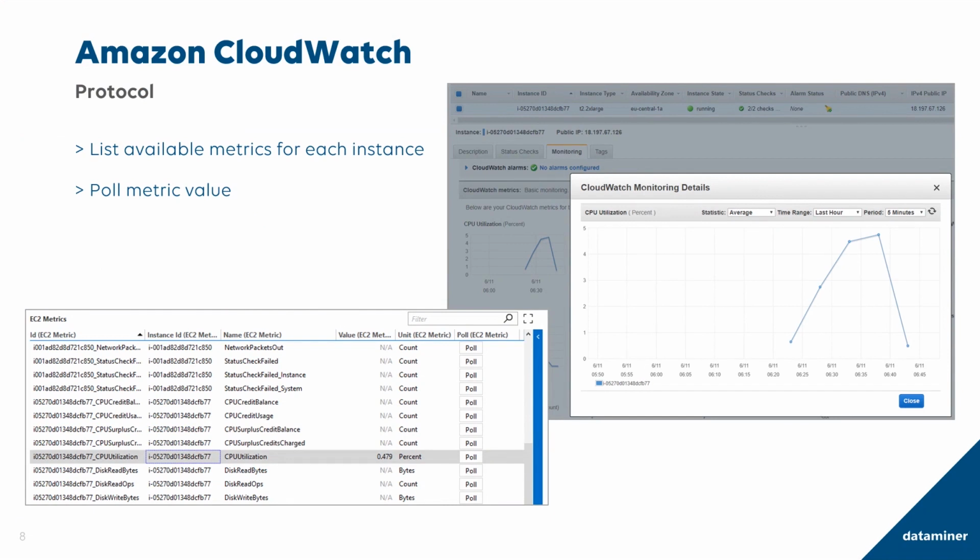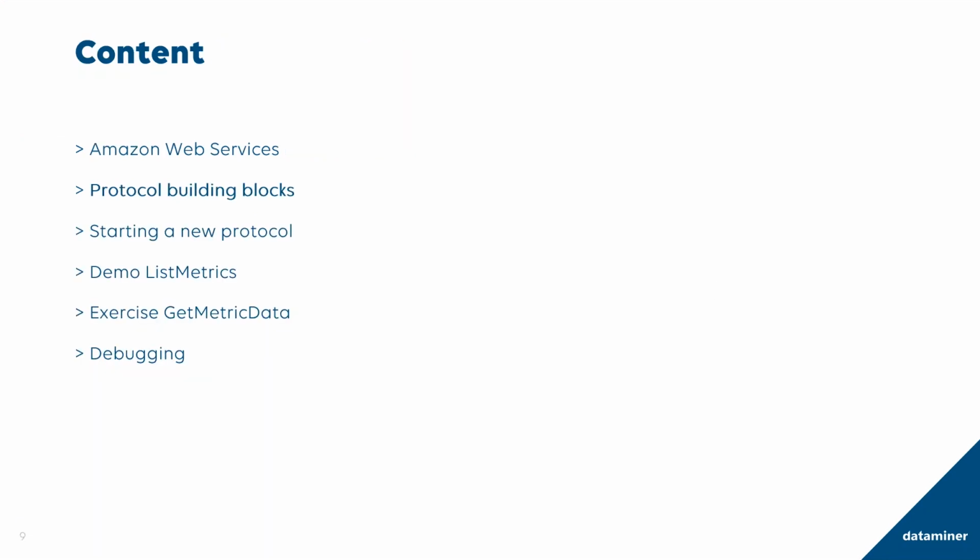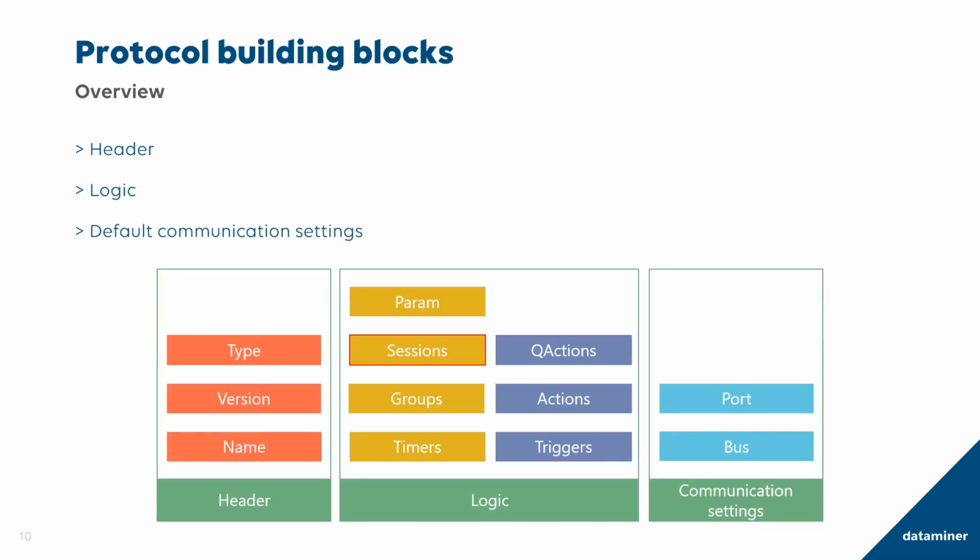So now that we know what API we want to implement, let's first have a look at the protocol building blocks, because if you never worked with a protocol before, it will not be that straightforward to do this. So let's start off with an overview of the general blocks that you need in a protocol. You can divide them into more or less 3 sections. We have our protocol header. This one just identifies a name, a type, and a version. Then you have the biggest block, which is everything we need for our logic.